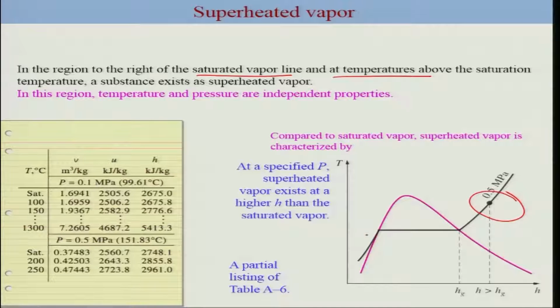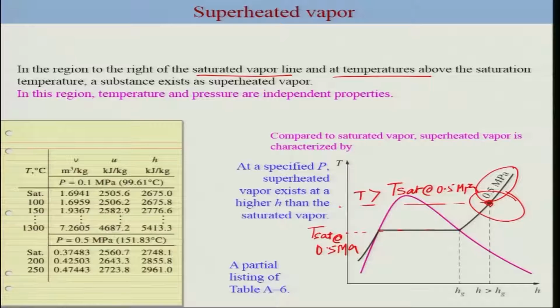So what does it mean? That means let's say you take a pressure, and the saturation temperature is here, corresponding to this pressure 0.5 megapascal. This particular point, which is represented by the circle, has a temperature greater than T sat at 0.5. So this is indicative of superheated vapor.